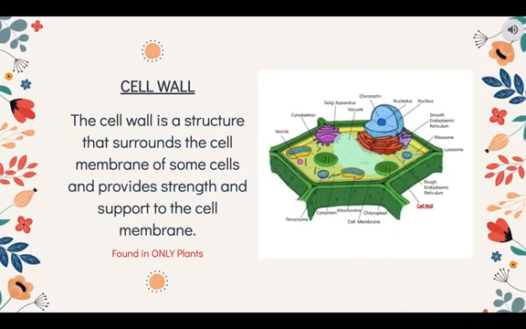The cell wall is a structure that surrounds the cell membrane and provides strength and support to the cell membrane. It is only found in plant cells. The plant cells need this organelle to ensure that the plant is sturdy and it can stand up on its own.